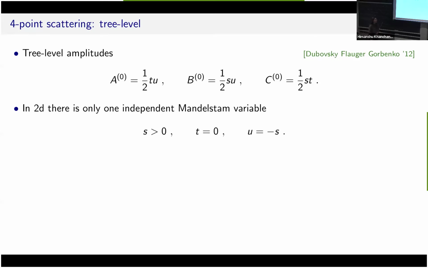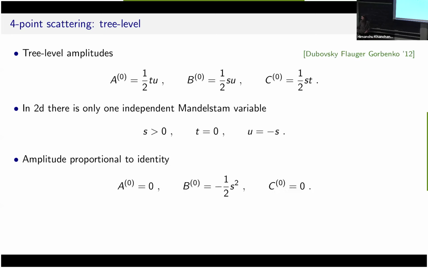In 2 dimensions, so here we are working with the string case, the worldsheet is 2-dimensional. There is only one independent Mandelstam variable, so you can fix T equal to 0, U equal to minus S, and this simplifies the scattering, and the amplitude becomes just proportional to the identity. So only this coefficient B is turned on, A and C are equal to 0. So you see that there is some structure that starts appearing.